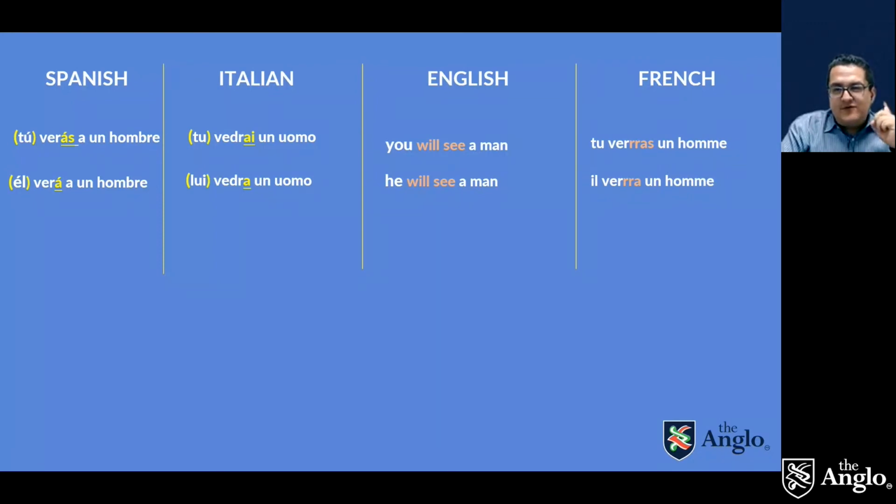So let's move to the listening plane. English, you will see a man. He will see a man. Now listen to the French. Tu verras un homme. Il verra un homme. So the sound verra is practically the same. Even though in French we have an S in the first one, tu verras, we also say il verra, which means the pronunciation is basically the same, just as in English, we'll see, we'll see. So what can you say by knowing that information?